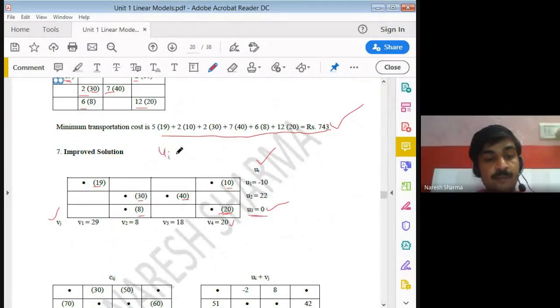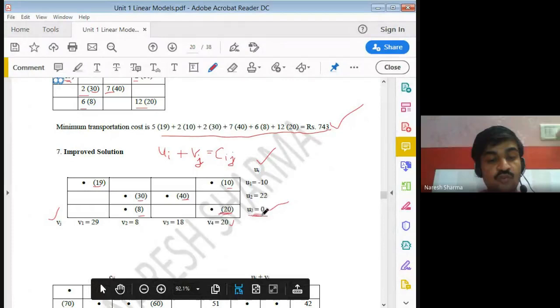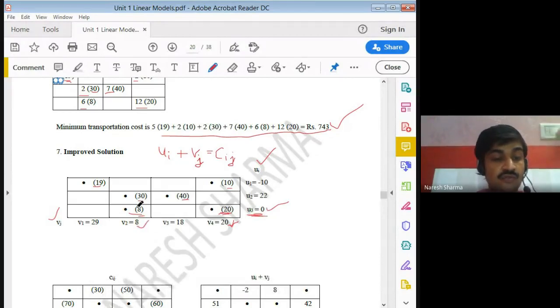ui plus vj should be equal to cij. So in such a way you can choose these. So when we have the u, we can subtract from c, we get v, and vice versa. So 20 minus 0 gives you 20, we get this one. Similarly 8 minus u3, we get this one. Now this 30 minus this 8 gives you u2, that is 22.